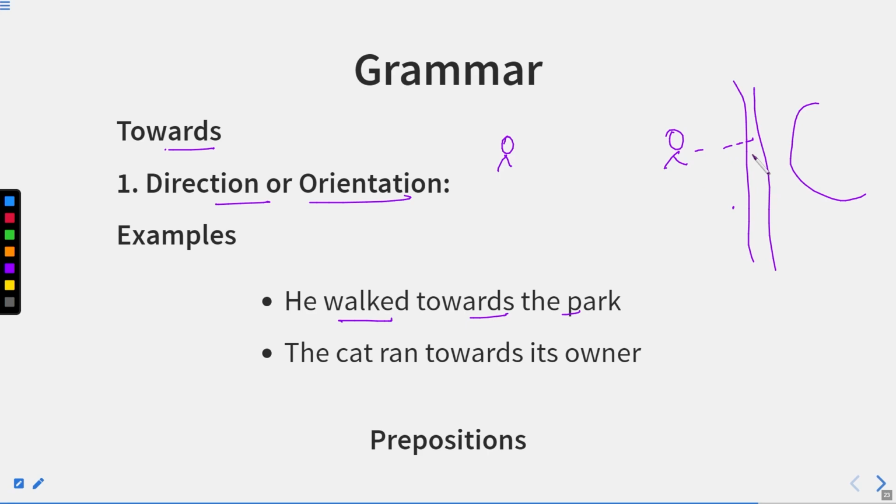The cat ran towards its owner. It means the owner is here and the cat ran towards him. Maybe possible she will go to the owner or not, but she is going in that particular direction. So whenever we see anyone going in that particular direction, we can use towards, because at that time the destination is not defined.